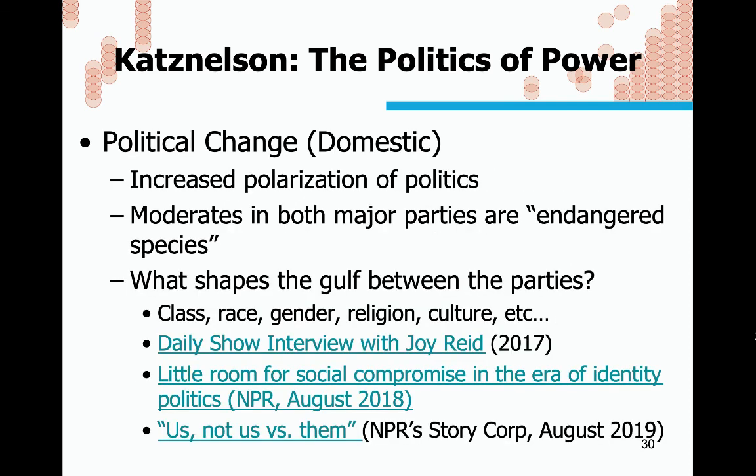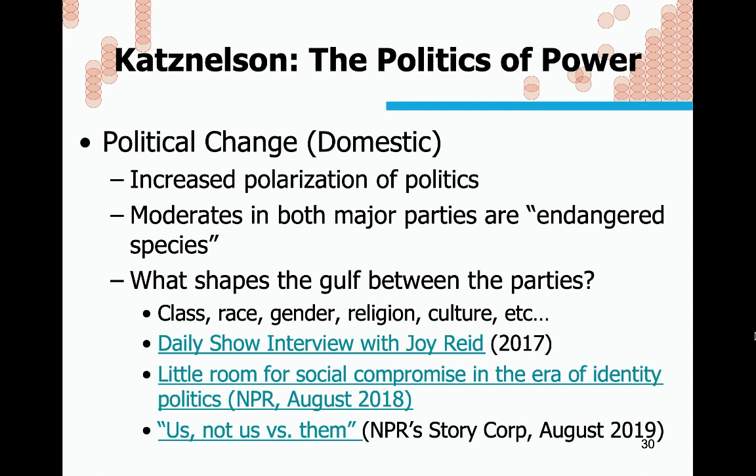Domestically, talking about political change, as Katznelson wraps up the assigned chapter, we see increased political polarization of politics. Moderates in both major parties are endangered species. Whether that is Susan Collins, a Republican senator from Maine, or Joe Manchin, Democratic senator from West Virginia. They're rare. They're very moderate, very centrist, and not liked by a lot of the more establishment figures in their respective parties. What shapes the gulf between the parties?